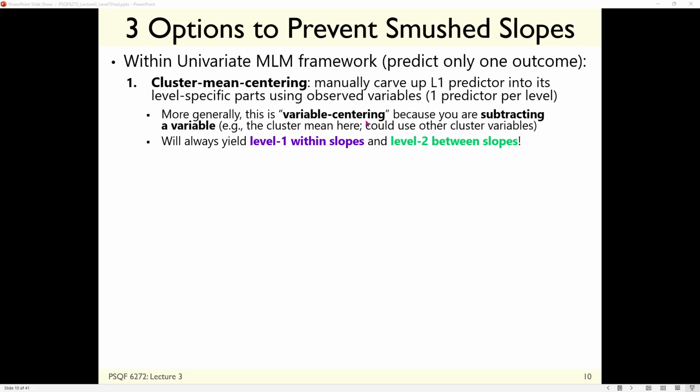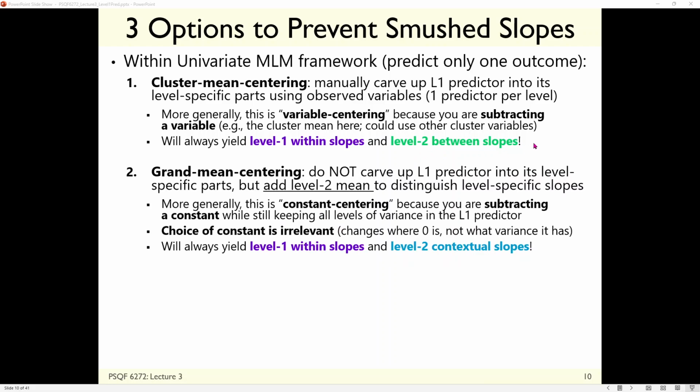We are manually separating out the level 2 variance from the level 1 predictor. Like, brute force, carve it up. That's what we're doing. If you do this, you do the work ahead of time to ensure that your level 1 predictors are only level 1 predictors, and your level 2 predictors are only level 2 predictors. Therefore, the only possibilities that you can get back are within slopes and between slopes. Everything is level specific. I like this way best. It is the easiest to not screw up, especially when you're first starting out.